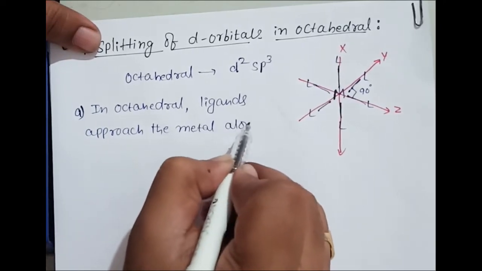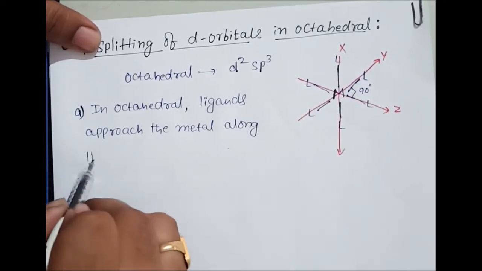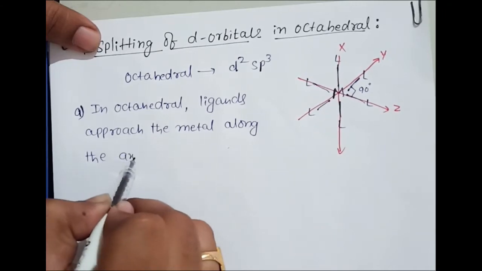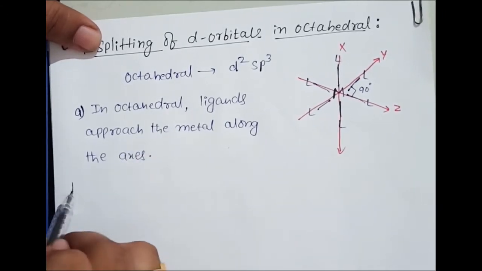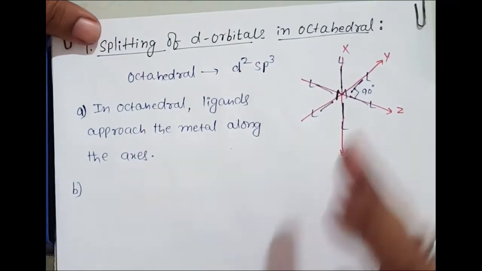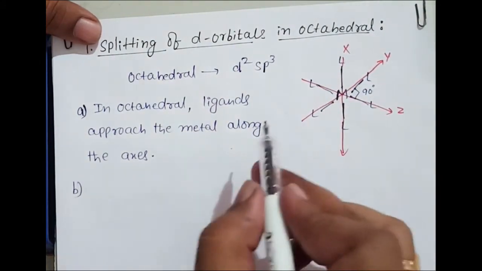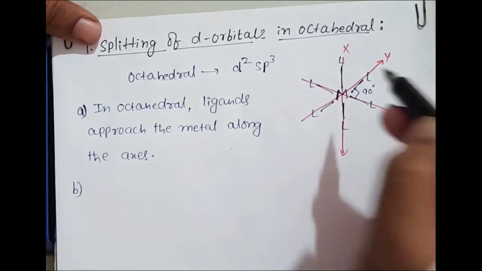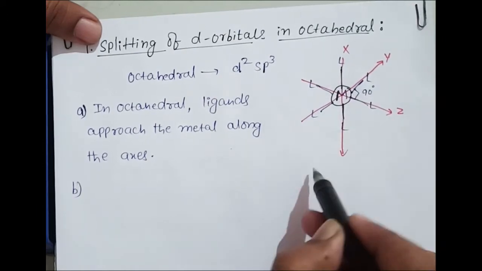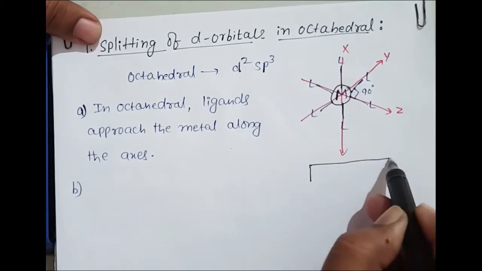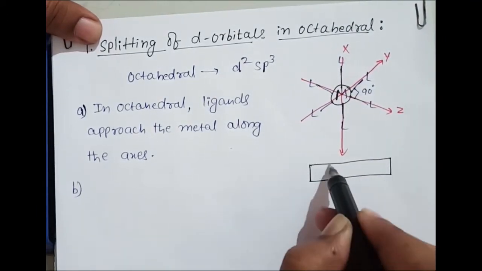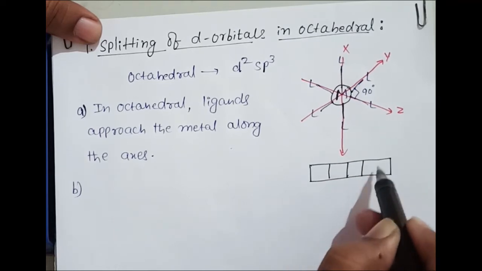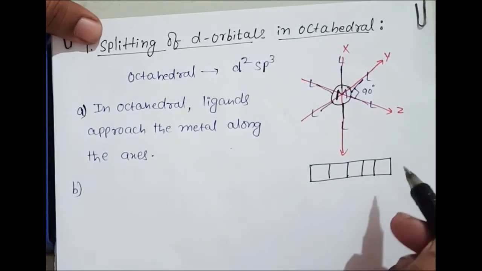Along the axis. That is point number 1, which we have to understand. Without understanding this, you cannot go further. Ligands are approaching along the axis. Now here you see the metal has d orbitals: dxy, dyz, dzx, dx square minus y square and dz square.